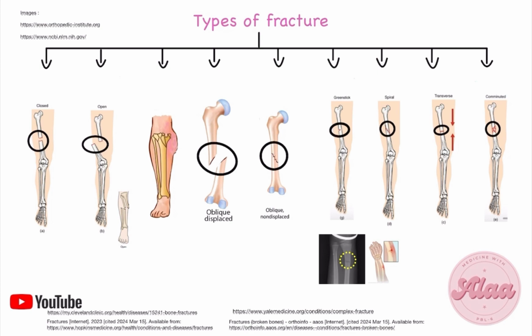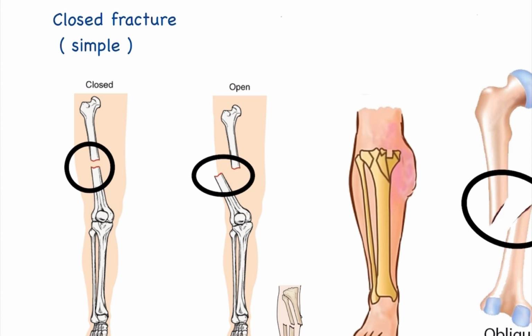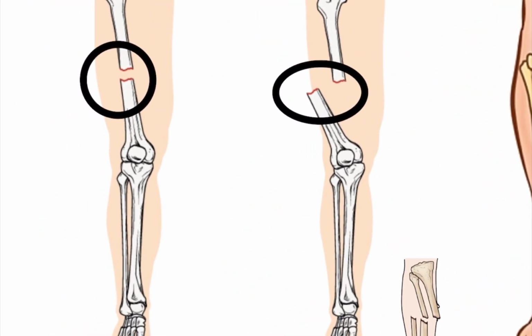Now let's move on and talk about types of fracture. First, we have closed fracture, also called simple fracture. In this type of fracture, the bone is broken, however, the skin remains intact.